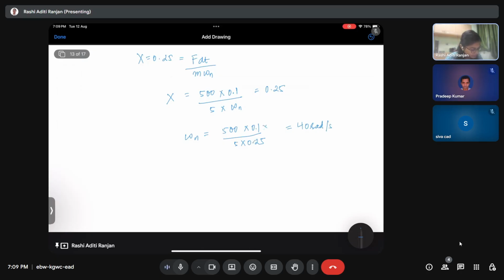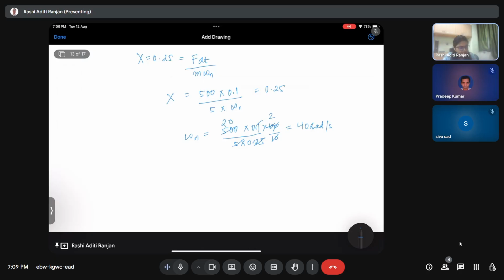25, if I remove this, I get 100. Remove this, I get a 10. 5, 2, 25, 20, 40 radians per second.